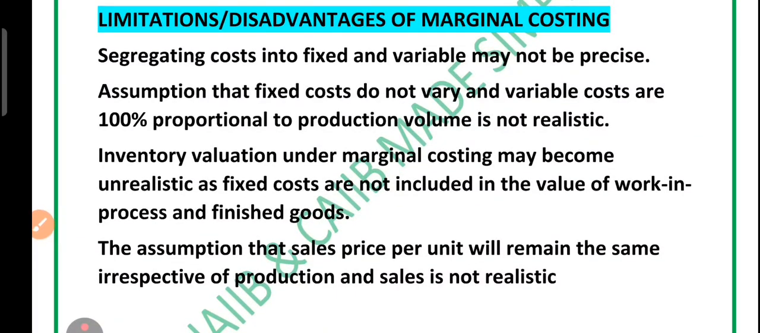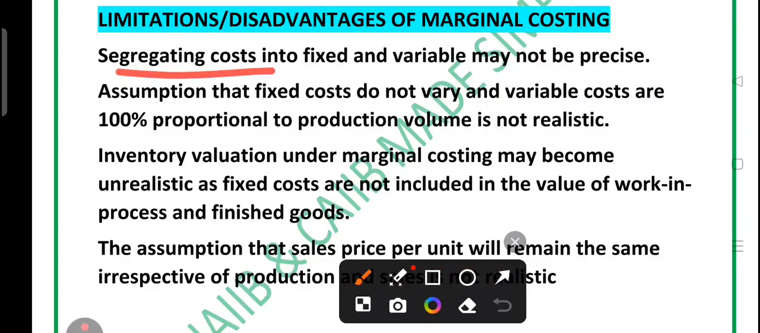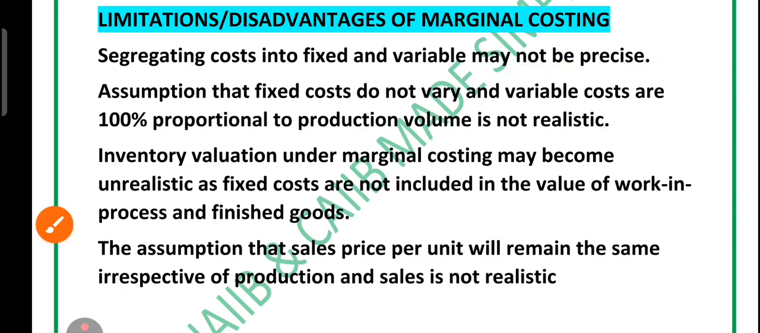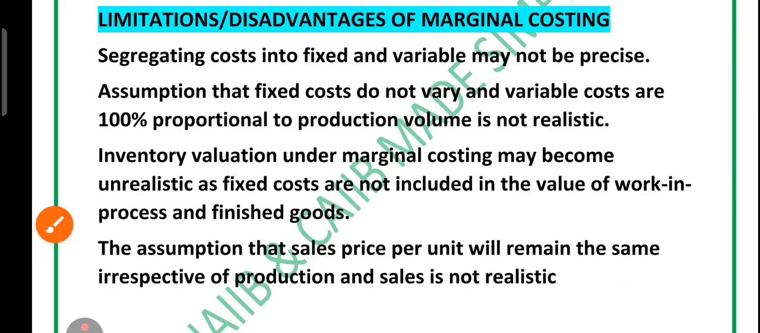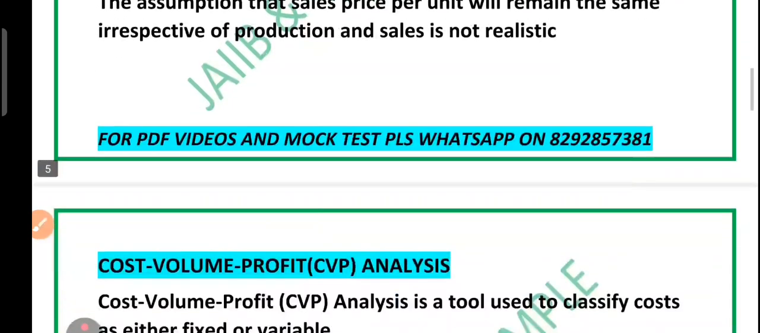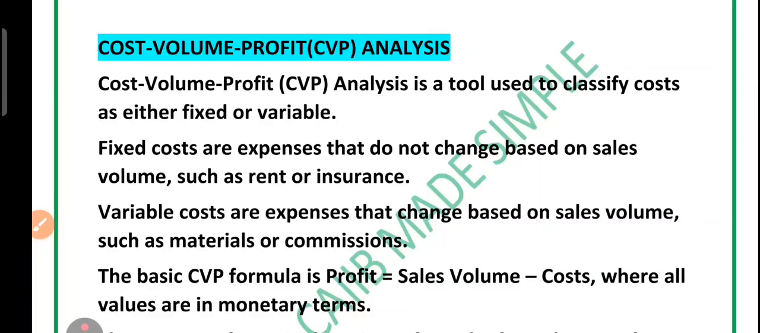That the cost split is not precise, that segregating cost into fixed and variable cost is not precise. Second thing is unrealistic cost behavior, right? And then the third thing is that inventory valuation is undervalued. And the fourth thing is that price is assumed constant, right? Sale price per unit will remain the same. This is one assumption. Okay, so these are the four important limitations of marginal costing. Cost split not precise, unrealistic cost behavior, price assumed constant, inventory gets undervalued. Now we have to deal with this situation.